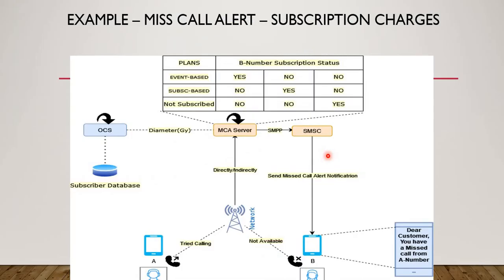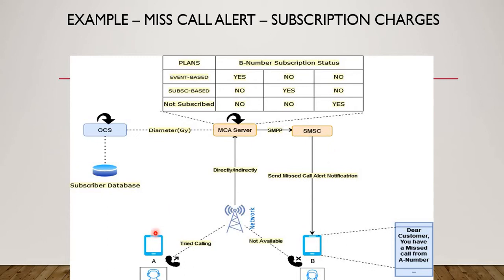I'll start from here. So this is the high level architecture diagram to demonstrate to you. You guys might have seen missed call alert services. So missed call alert services in most of the operators are subscription based services. Means if you have subscribed to the missed call alerts, then only you will be receiving the SMS whenever you are out of coverage area or your phone is switched off and somebody is trying to call you.